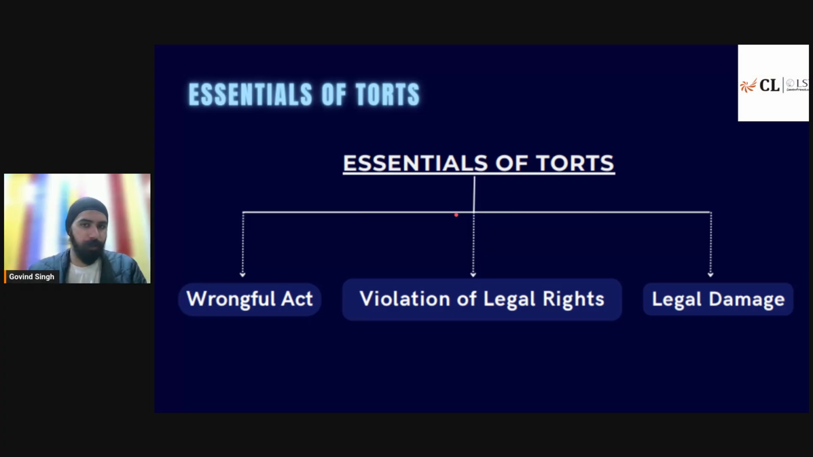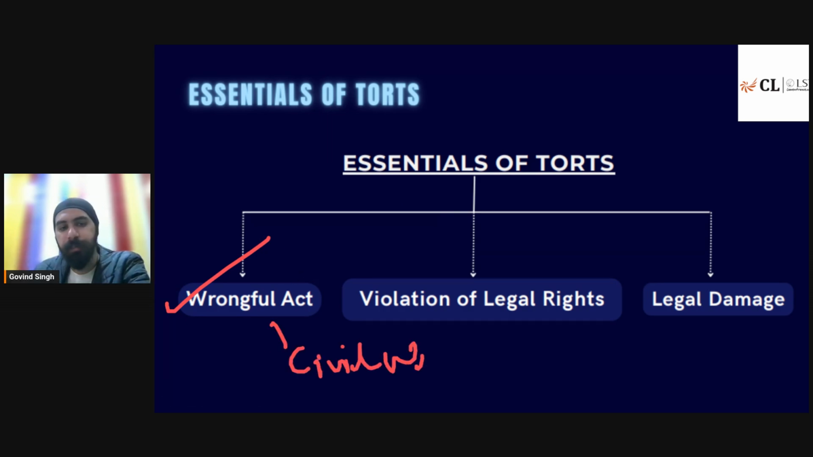And these are the three essentials which you can see on your screen. Firstly, there has to be a wrongful act, which is a civil wrong, which means it is different from a criminal wrong as well. The differences between tort and crime are what we studied in the previous class. So make sure that you watch that video as well if you haven't yet, to understand the difference.